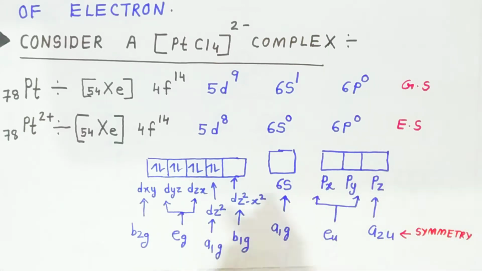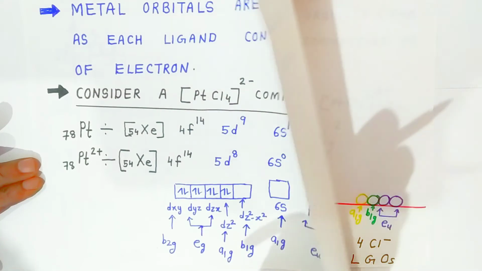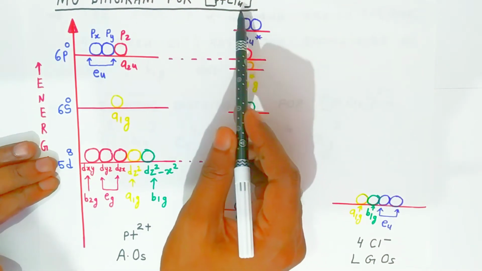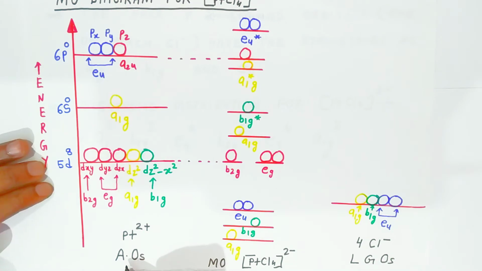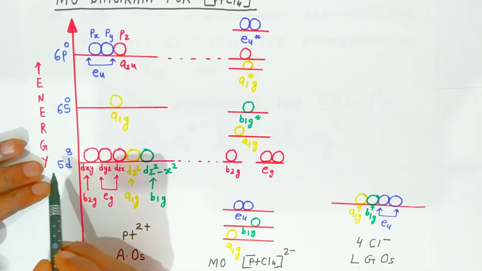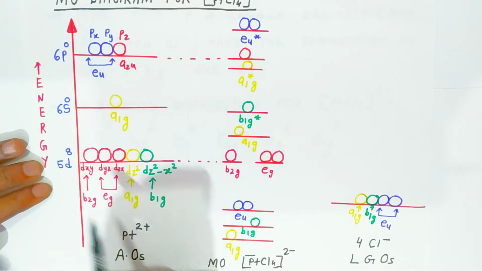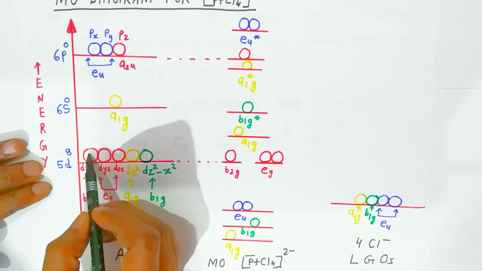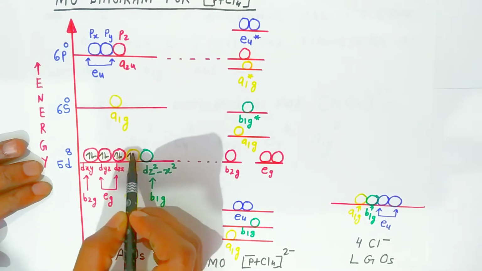Now students, these atomic orbitals having the symmetry will combine with the ligands like this. Here I have drawn the molecular diagram for the tetrachloroplatinum 2 minus complex. This shows the atomic orbitals of platinum 2 plus. The electronic configuration of platinum 2 plus is 5d8, 6s0, 6p0. Now when you see 5d8, the 8 electrons are distributed like this. So these are the 8 electrons I have drawn.